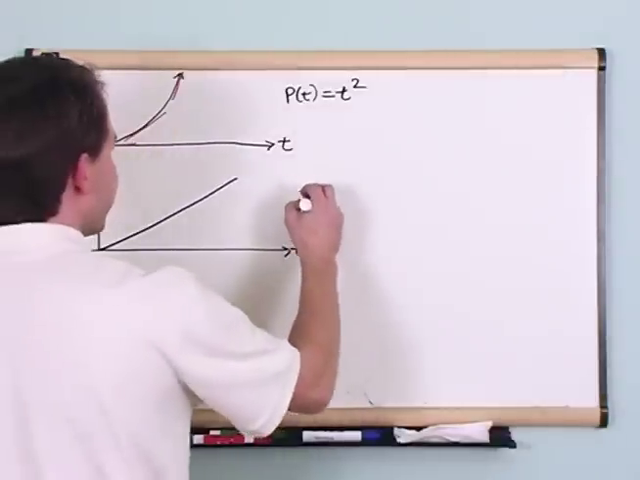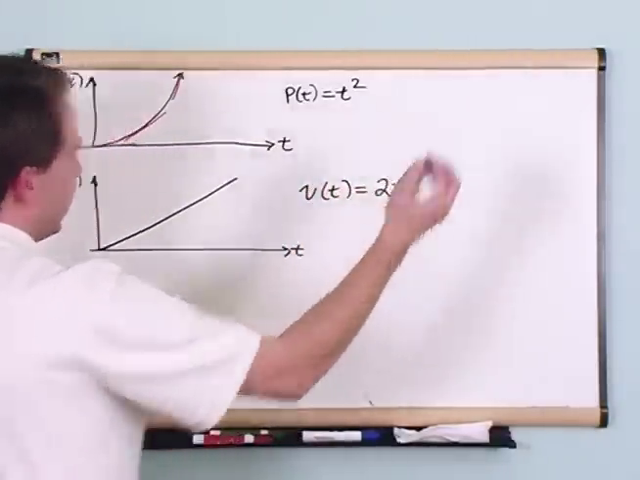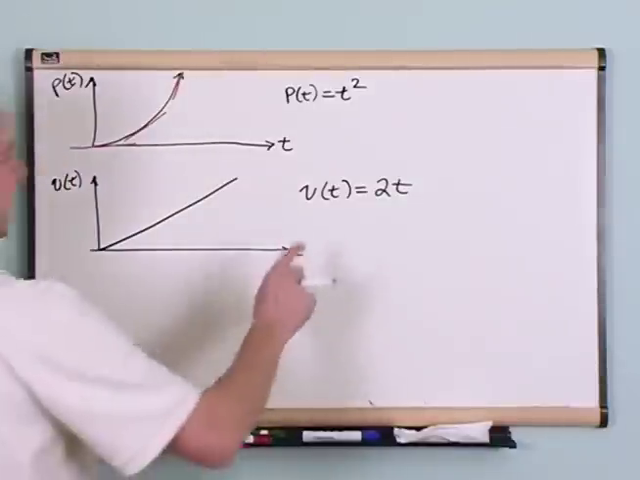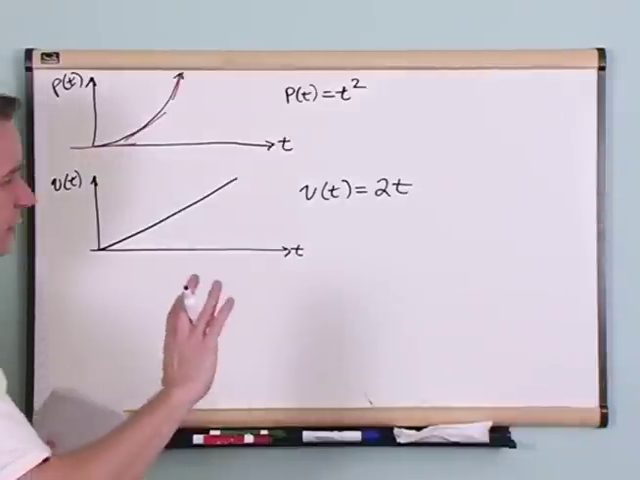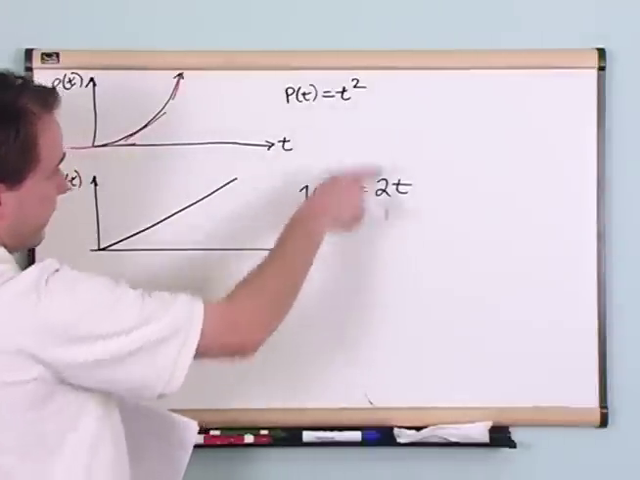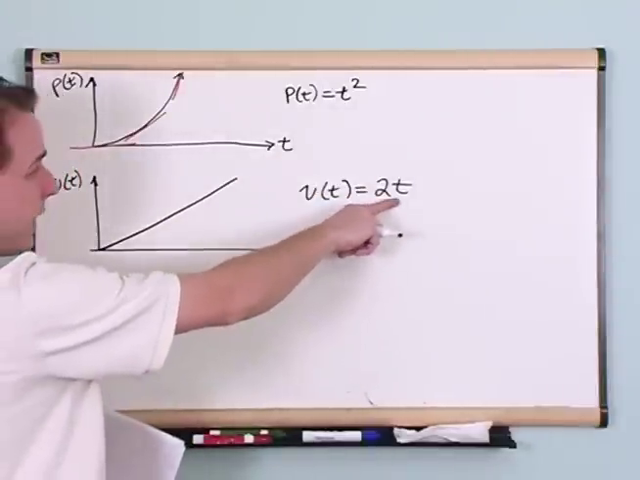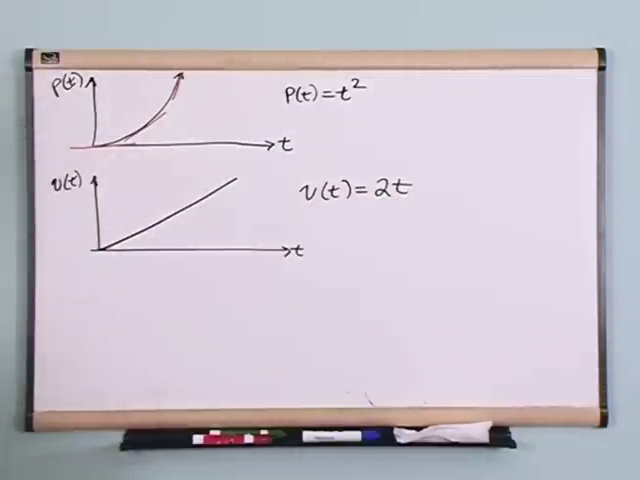So if you're going to write it down, you could say v of t is 2 times t, let's say. In fact, this is the exact derivative here, but I haven't shown you how to calculate it in terms of functions yet. The derivative of t squared is 2t, and this is a line with a certain slope. Okay, so it describes this equation right here.